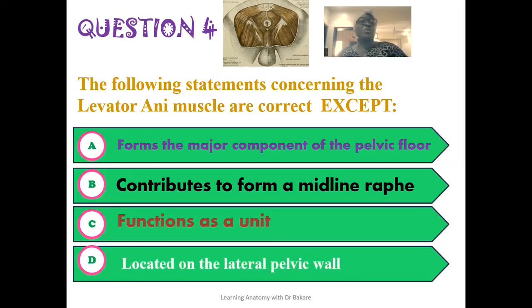All these options concerning the levator ani muscle are correct, except the fact that it is located on the lateral pelvic wall. The levator ani muscle is seen to mark the inferior limit of the true pelvis, and it is not restricted to the lateral wall of the pelvic floor.